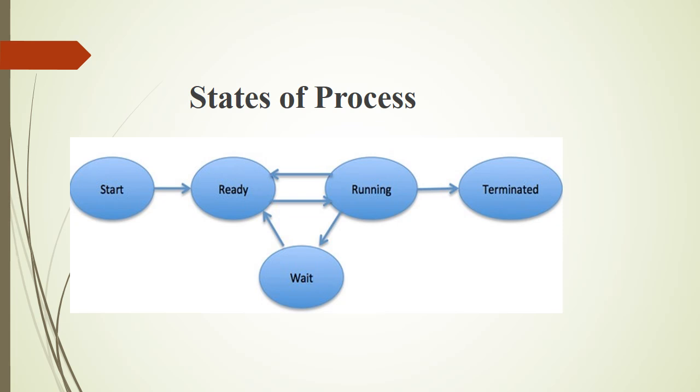Next state, running state. When the operating system scheduler assigns a processor to a process, the process state gets set to running and the processor executes the process instructions. Waiting state. If a process needs to wait for any resource such as user input or a file, it enters the waiting state.